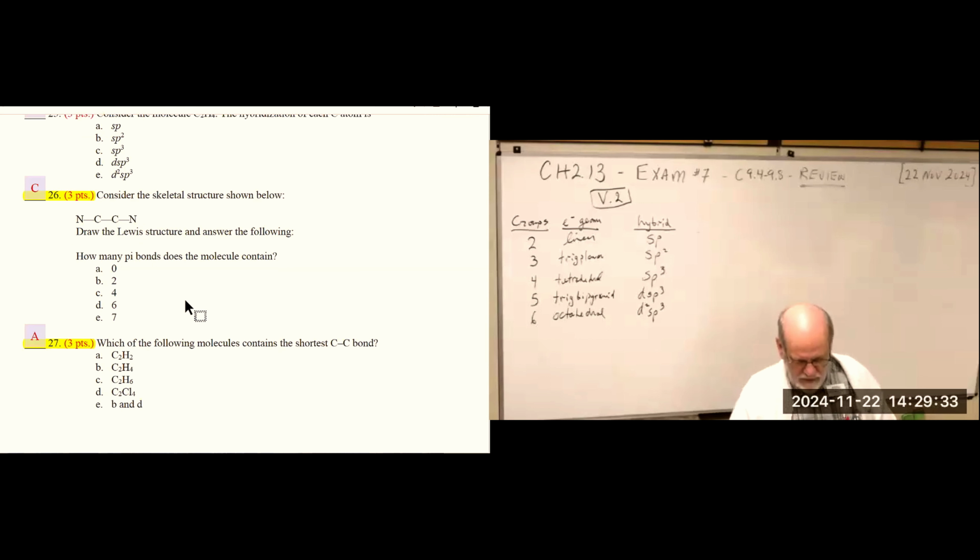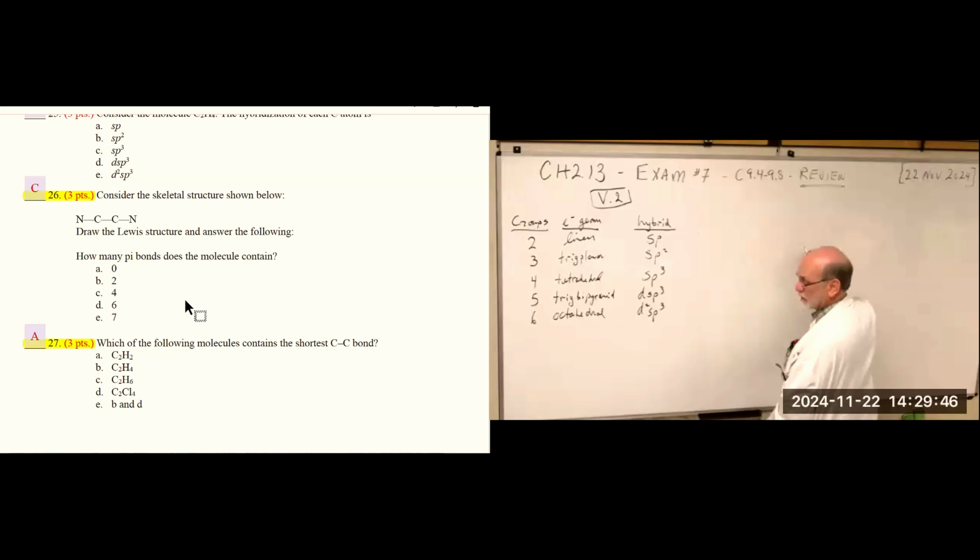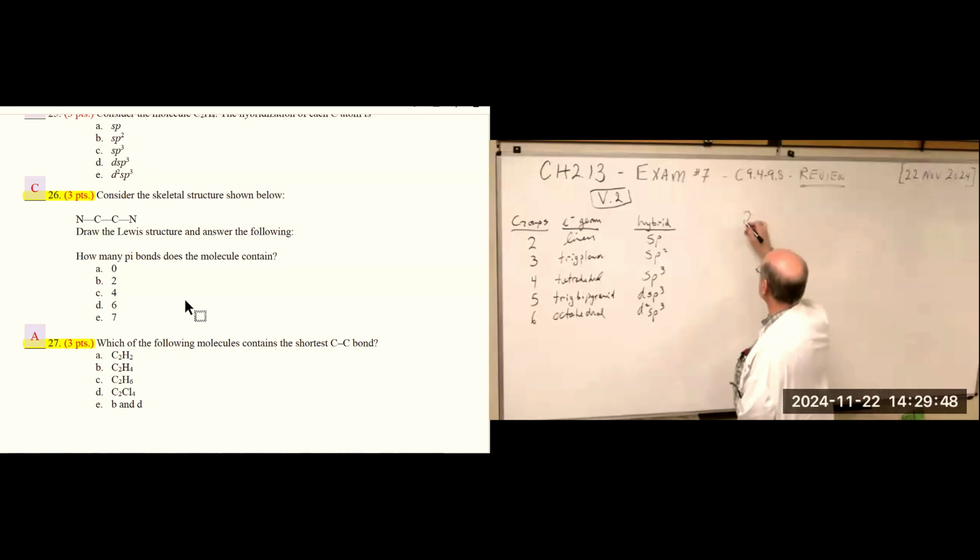Number 26. Consider the skeletal structure below. Draw the Lewis structure. How many pi bonds does the molecule contain? All right. We also have to assume for this one that there are no hydrogens. We're only given 2 nitrogens and 2 carbons.